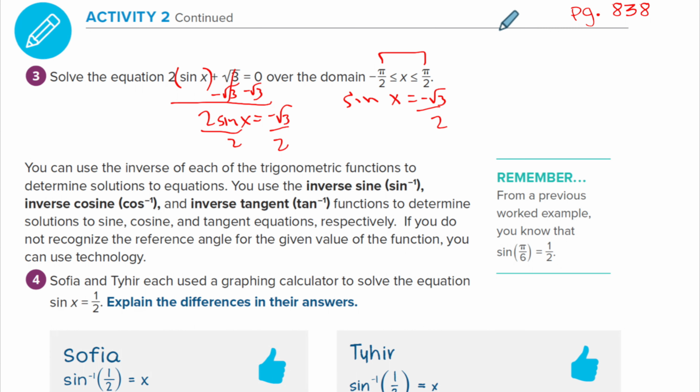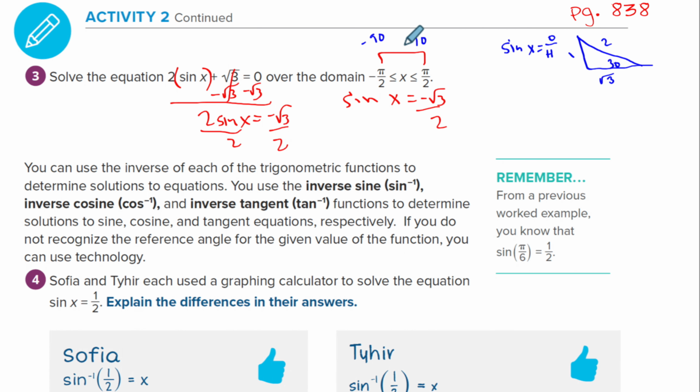Now I need to figure that out. We got to use our special right triangles. And we also have to remember that we're looking only within the domain of negative pi over 2, which is negative 90, to positive 90. So we know that the sine is the opposite over the hypotenuse. We have a negative radical 3 over 2. So we should say, oh, special right triangle, 30, 60, 90. This angle up here, which is the 60 degrees, will give me an opposite side of this radical 3 over 2.